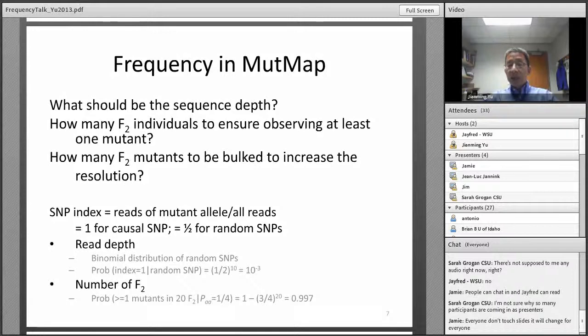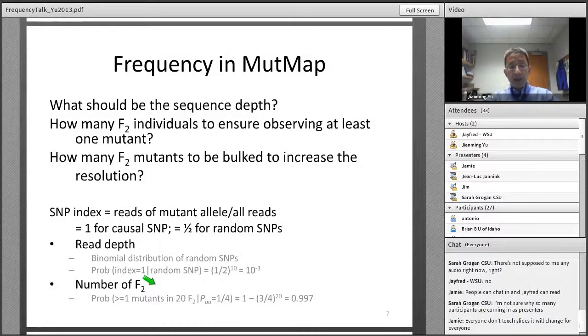So let's say you have 10 reads. What is the probability that this random SNP will also get an index of 1, meaning that all 10 reads will be G, which is the mutant one? You can calculate that it is 1/2 raised to the 10th power, about 10 to the minus 3. That's very rare. So this can come into your consideration when you're planning out the experiment.